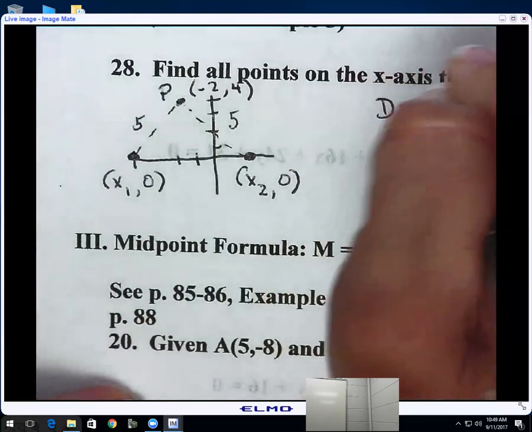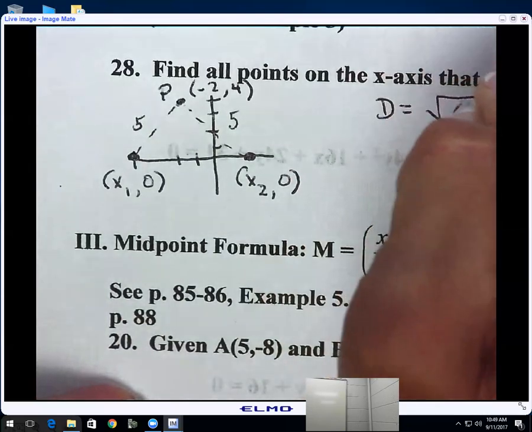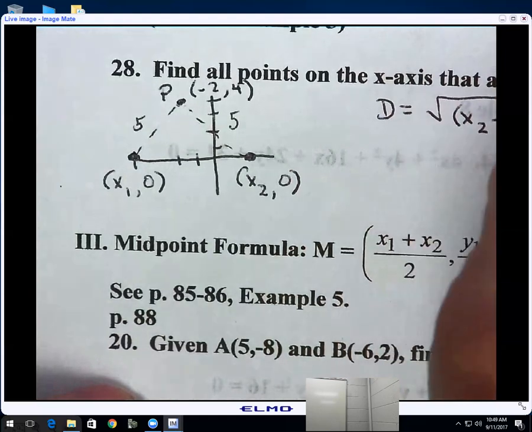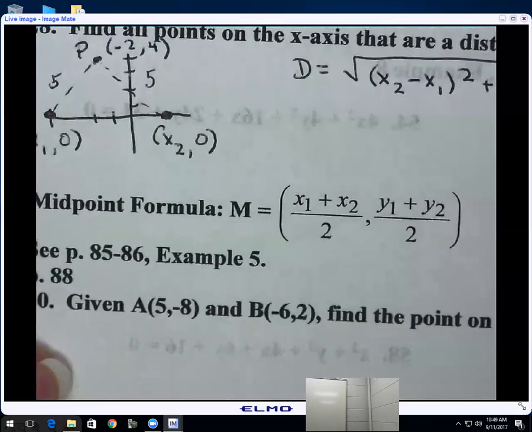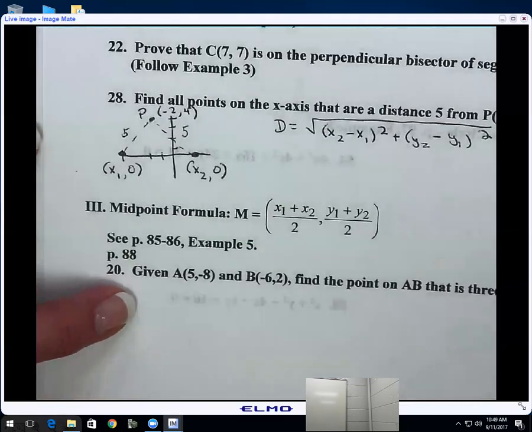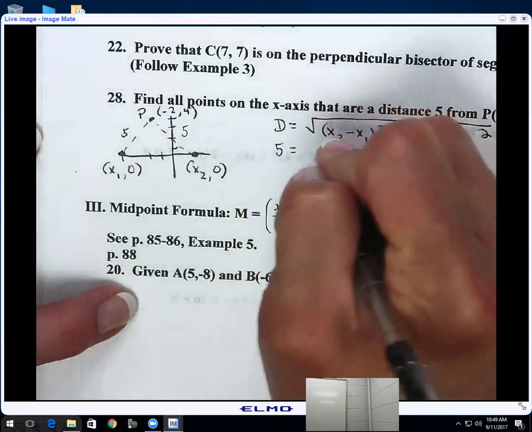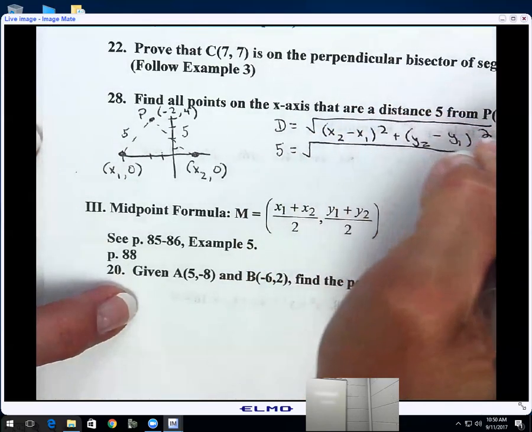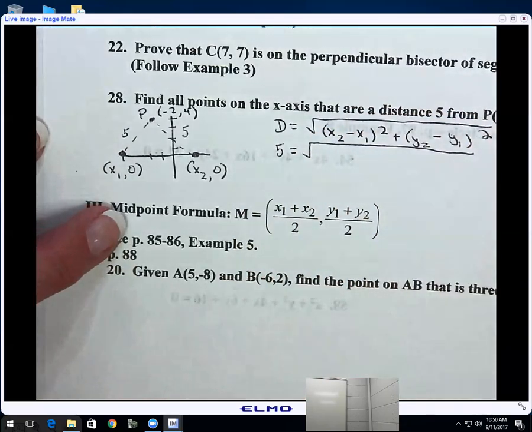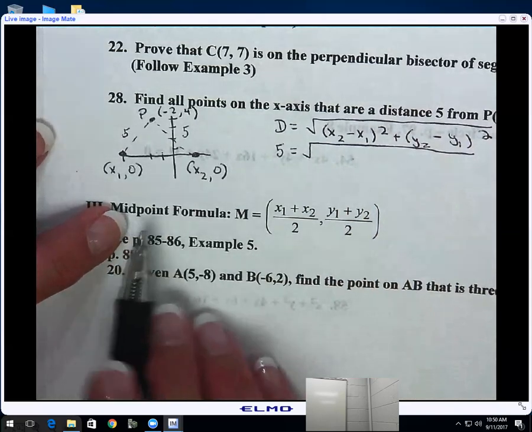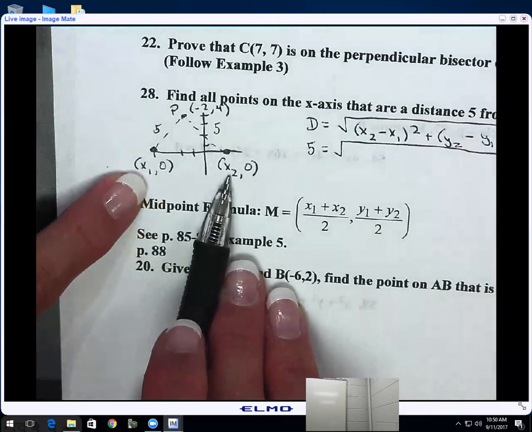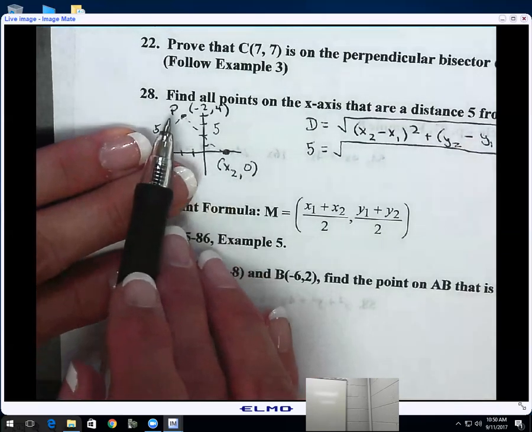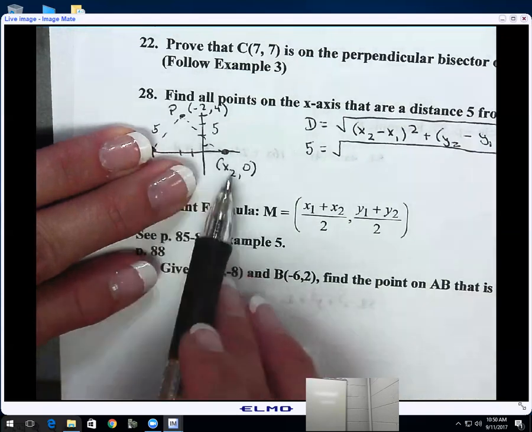D is the square root of x2 minus x1 squared plus y2 minus y1 squared. What can I put in place of the d? 5, because that's what I want the distance to be. 5 is the square root of, what would x2 minus x1? I need to be careful using x2 and x1. That's what I've labeled these 2 points. But really, I'm talking about point P and one of the points on the x-axis.